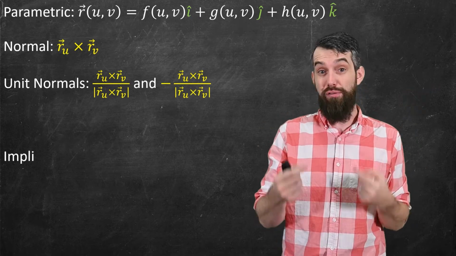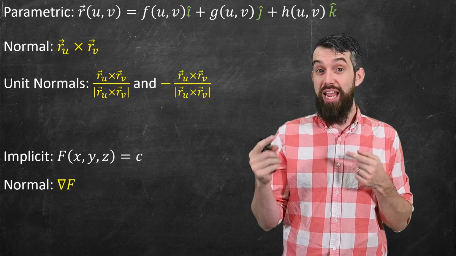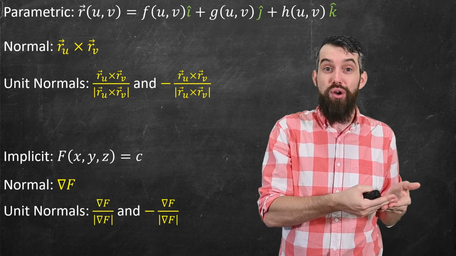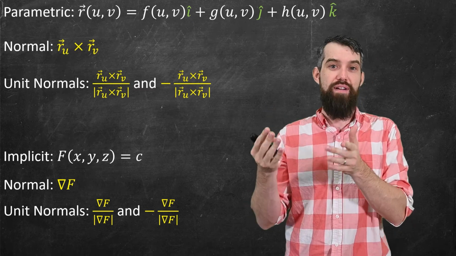Alternatively, if you had described your surfaces implicitly, f(x, y, z) equal to c, then we'd seen that a normal that you could get was the gradient of f, and then your choices were the unit normals: gradient of f divided by its length, and the negative of the gradient of f divided by its length.